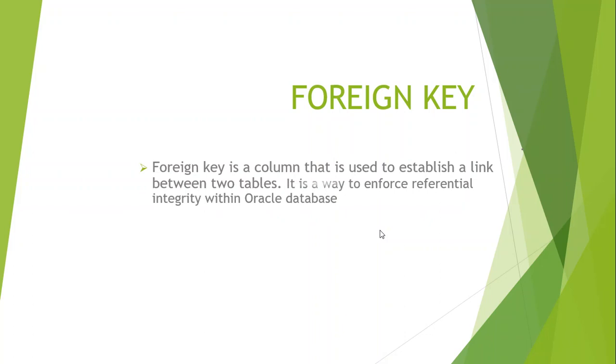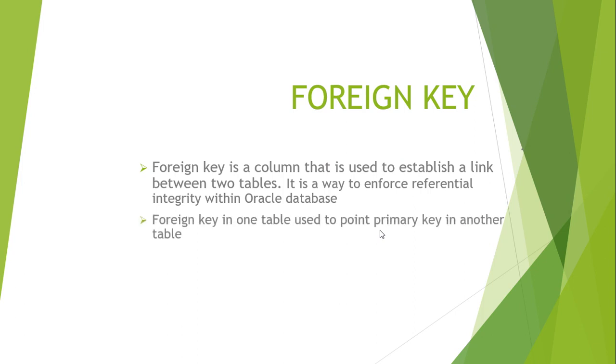Now what is a foreign key? A foreign key is a column that is used to establish a link between two tables. It is a way to enforce referential integrity within an Oracle database. The term referential integrity refers to the relationship between tables that can be achieved by using the foreign key.